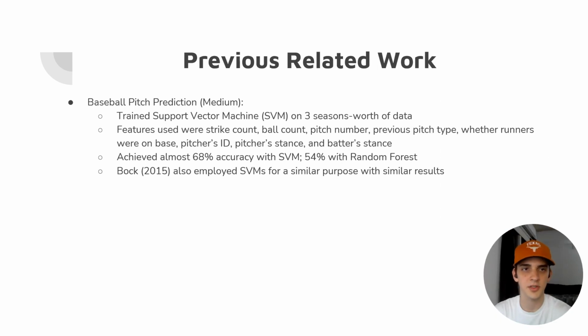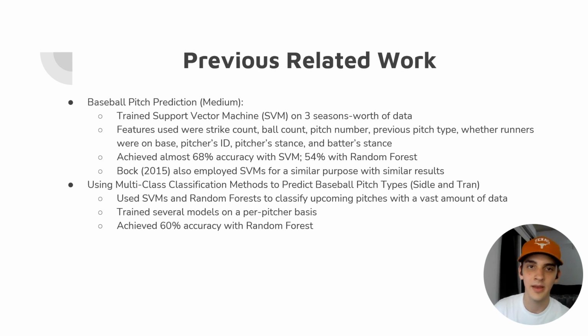I did some research on different work that other people have done on similar topics. The first one here was an article on Medium. They used 3 seasons worth of data to train a support vector machine, and they got about 68% accuracy with it, which is pretty good, but they were just doing binary classification. So instead of classifying four-seam fastballs, sinkers, cutters as separate pitches, they were just calling all of those fastballs, and then they were classifying fastballs versus non-fastballs. So their task was easier than what we're doing, so I'd expect their accuracy to be a little bit higher in the end.